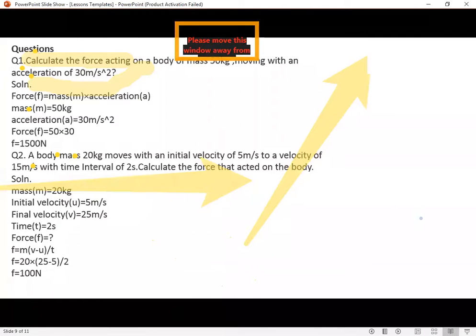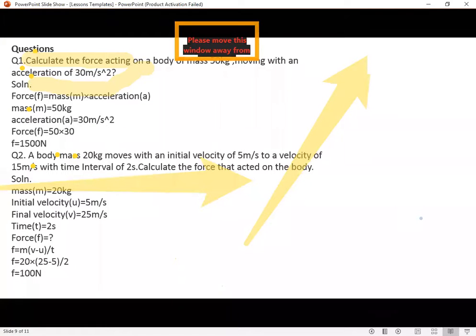I've given you the force. No, I've not given you the force. That's what you are supposed to calculate. So the force wasn't given. You have to calculate the force acting on the body. The mass was given to be 50 kilogram, and the acceleration was also given to be 30 meters per second squared.